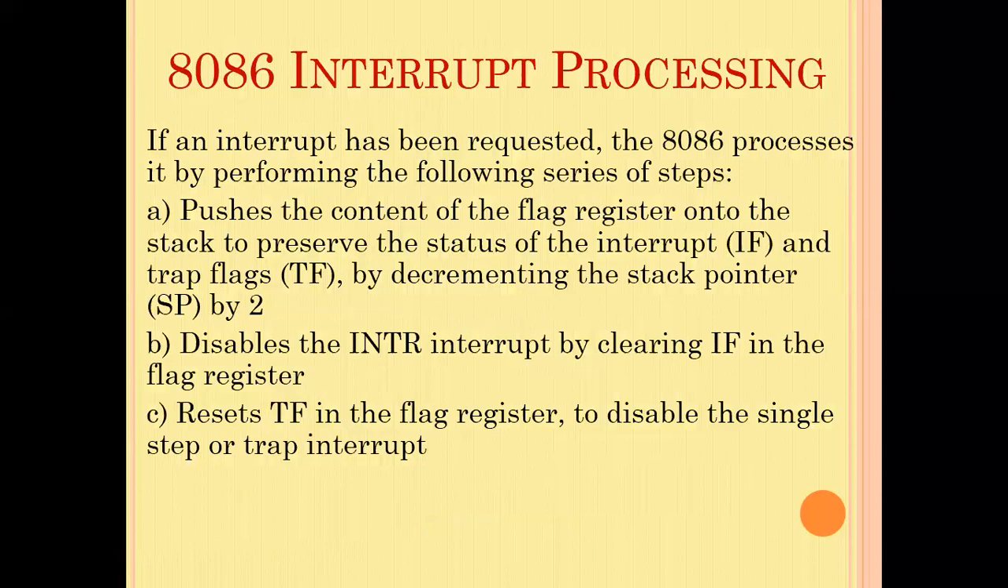Let me see how an interrupt is processed in 8086 when an interrupt occurs. When an interrupt is requested, the content of the flag register, especially the IF flag and TF flag, is to be preserved. Hence, those are pushed onto the stack, and the INTR interrupt is disabled by clearing the IF, so that no other interrupt occurs while servicing the earlier interrupt, and the TF is reset to disable the single step or trap interrupt. This is an optional step.